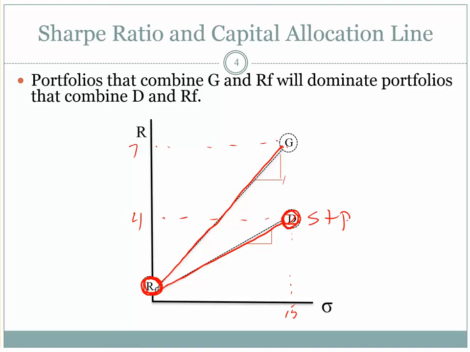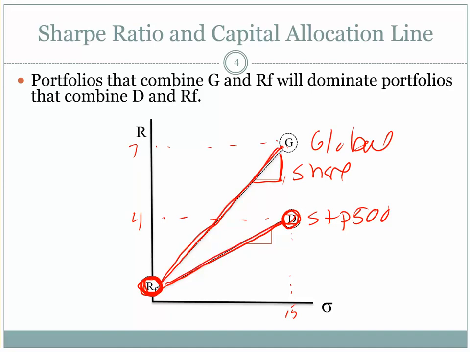That's the S&P 500. Here's my global portfolio. If both portfolios start with the same risk-free asset, the line with the highest slope, which is also the Sharpe ratio, is going to lie above the line with the lower Sharpe ratio. And what we find is, at least in the data I collected, creating a global portfolio, the diversification benefit of adding developed and developing markets to the U.S. market, allows you to get a better ratio of return over risk.